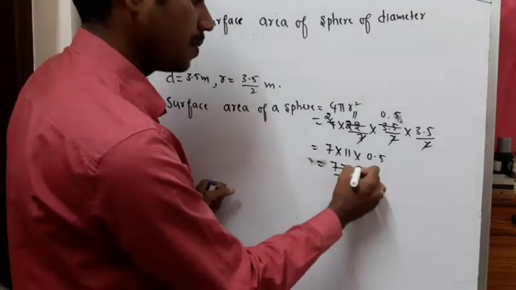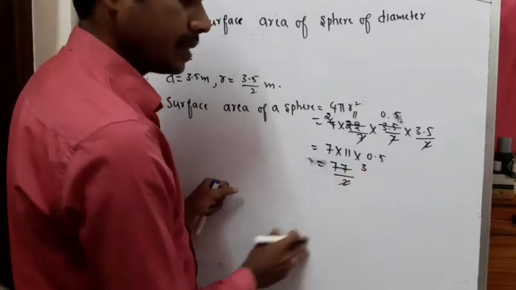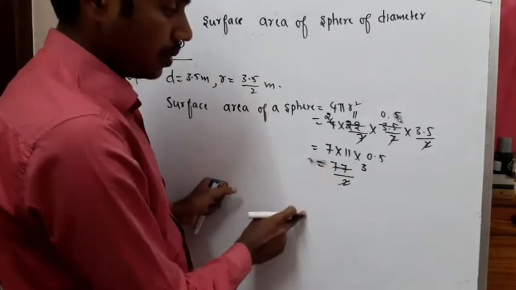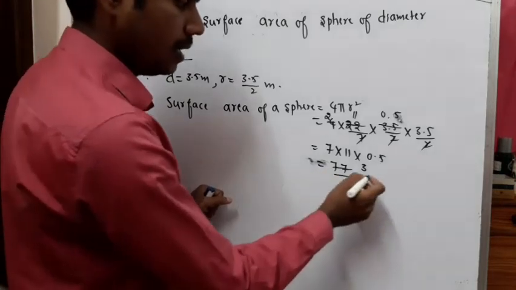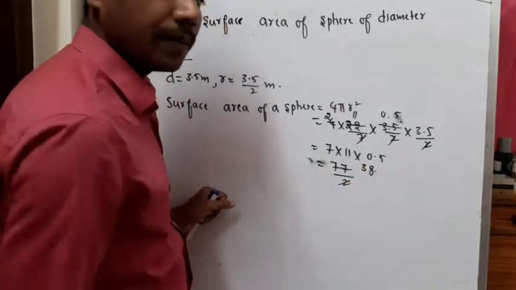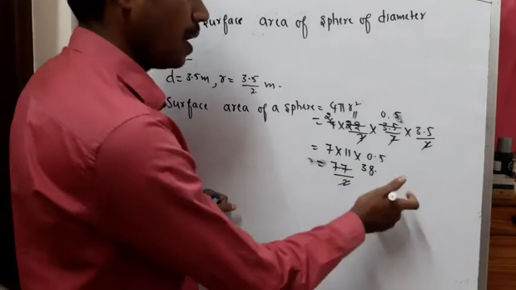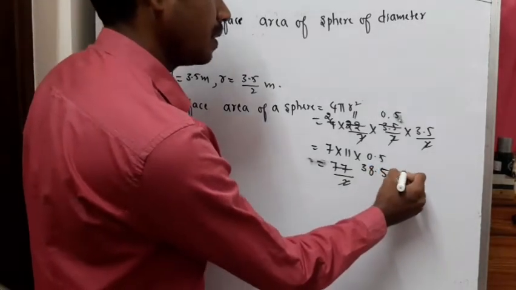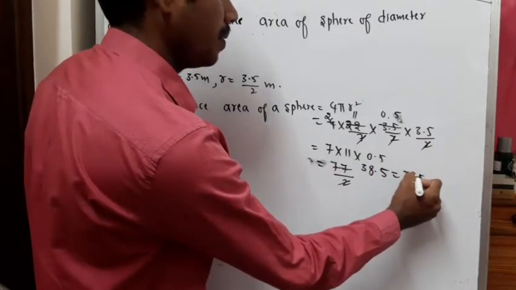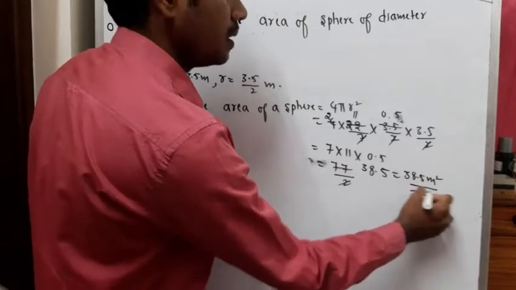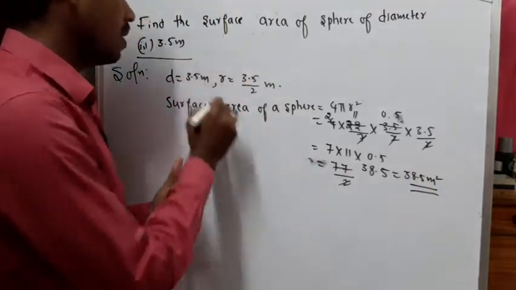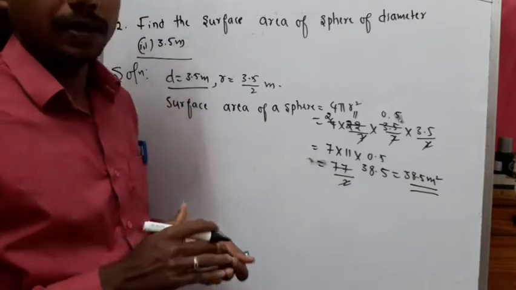So 2 1s are 2, 2 3s are 6. 2 3s are 6. 1 left, 17. 2 8s are 16. 1 left. 2 5s are 10. That is 38.5 meter square. This is the surface area of the sphere when the diameter is 3.5 meter. Please note this down.